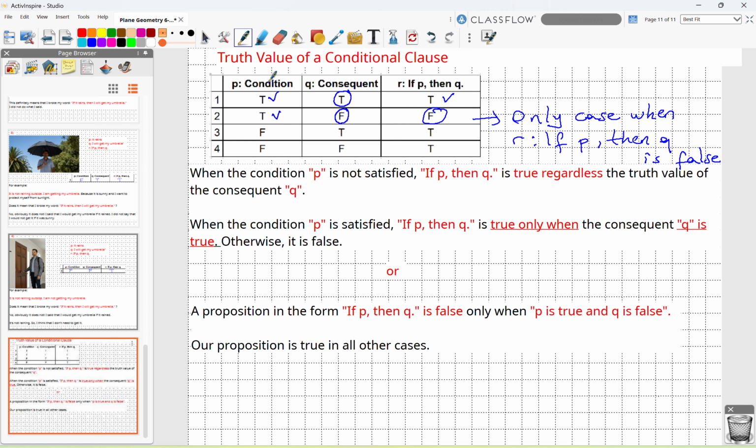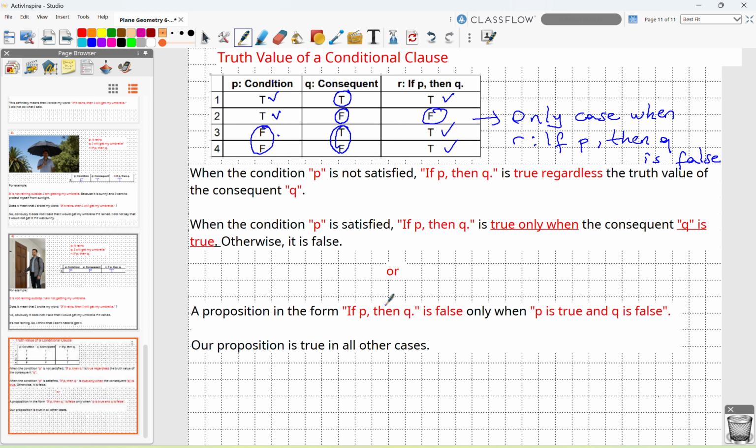You see, if the condition is not satisfied, the truth value of Q is not important. In any case, if P then Q is true. So when the condition P is not satisfied, if P then Q is true, regardless of the truth value of the consequent Q. When the condition P is satisfied, the first two cases, if P then Q is true when the consequent Q is true, otherwise it's false.